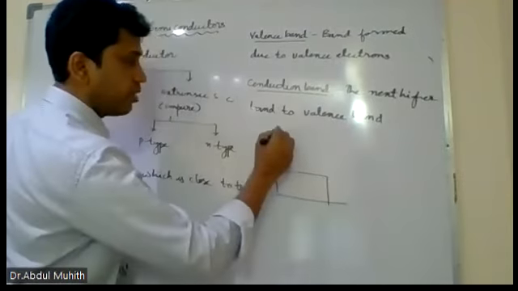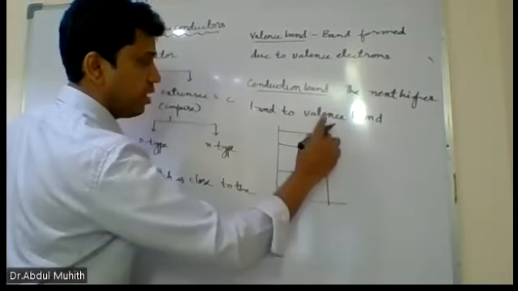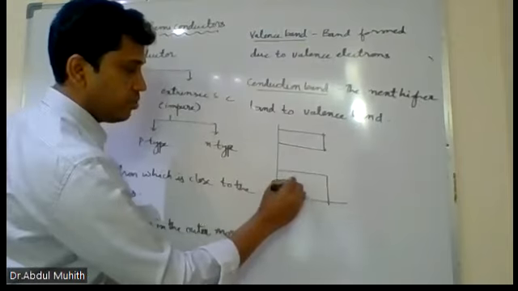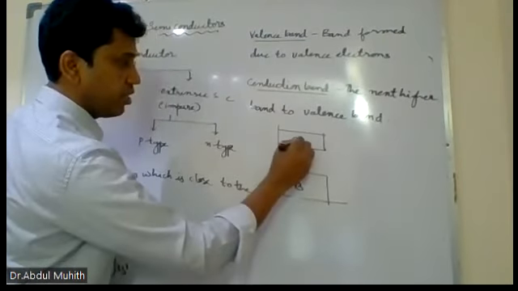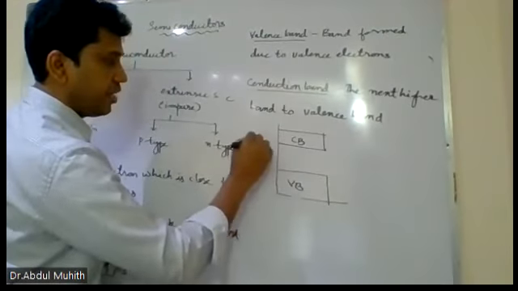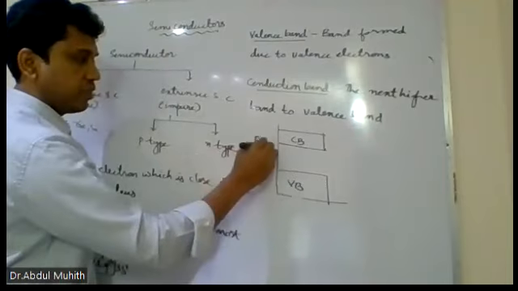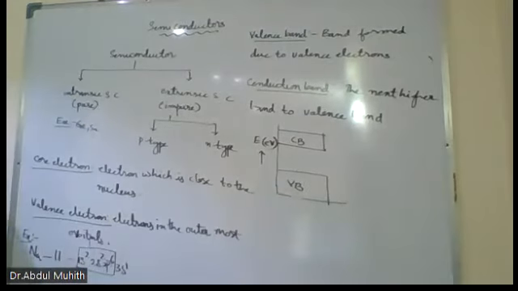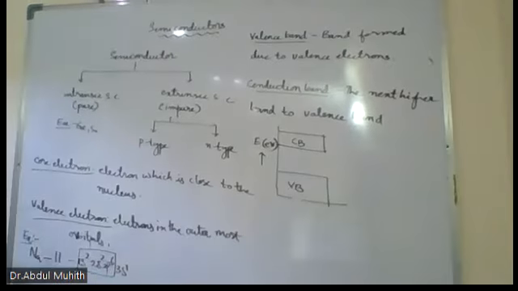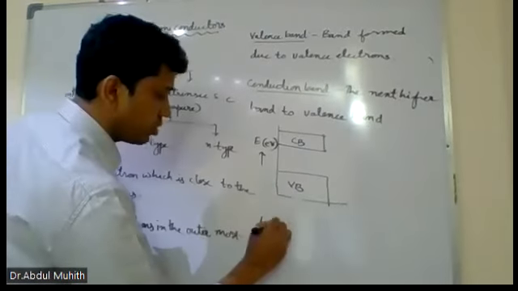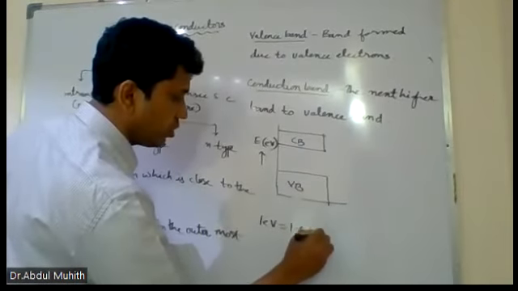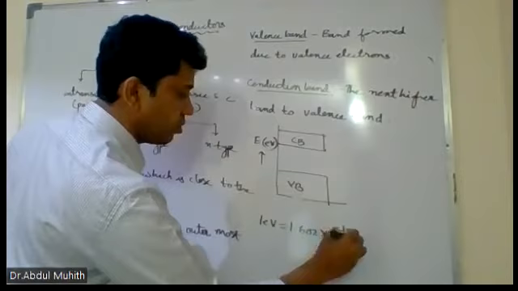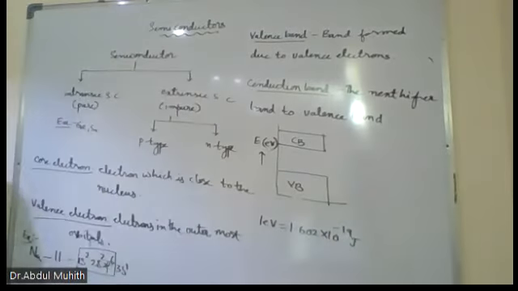How is the energy level diagram? We'll just draw a simple band like this. This we write as VB, this we write as CB, and this is energy. We write it in electron volts, or in joules also. We already have a relation between the electron volt and the joule: 1 electron volt is equal to 1.602 times 10 to the power of minus 19 joules. This is the value of 1 electron volt. Keep that in mind.